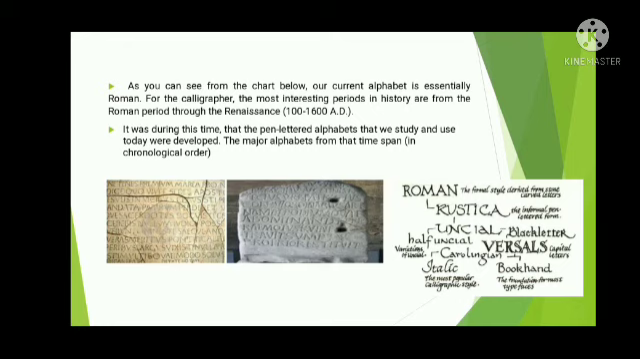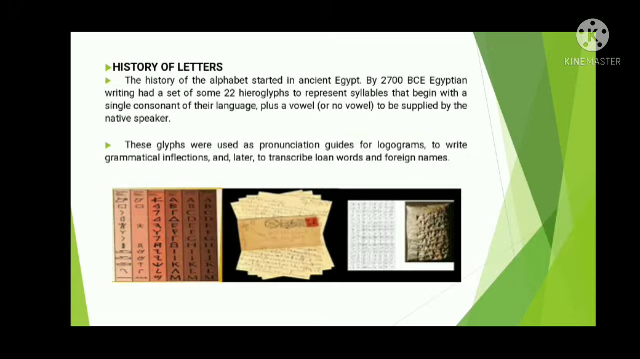The major alphabets from the time span, in chronological order. The Phoenicians ran with the idea, developing the world's first fully formed alphabet. The Greeks started to use an alphabetic system of their own around the 8th century BC, adding vowels and the letter X. So let's proceed to the history of the alphabet, or the history of letters.